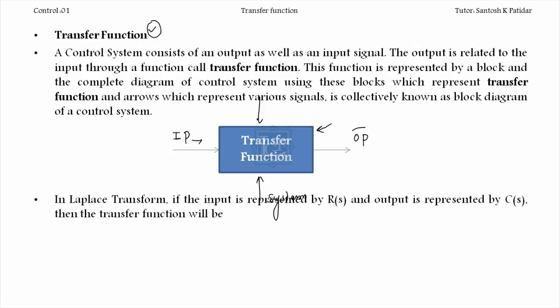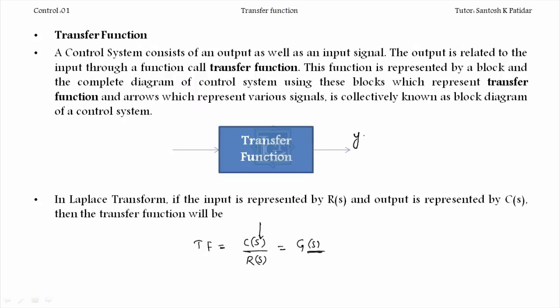Okay. Now, in the Laplace transform, if the input is represented by R(s) and the output is represented by C(s), then the transfer function is output upon input, C(s) over R(s), denoted by G(s). So this is the transfer function. If you observe this very carefully, we are using this output and input in the frequency domain, okay friends, not in the time domain.